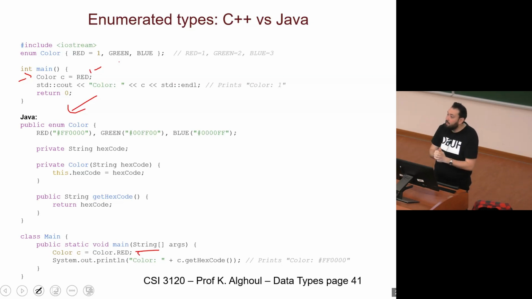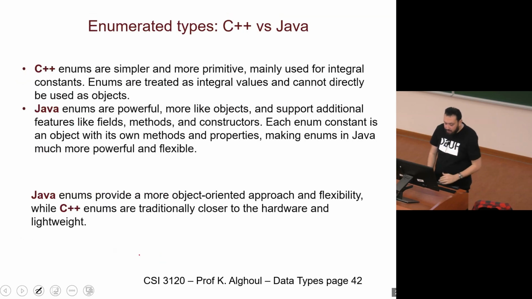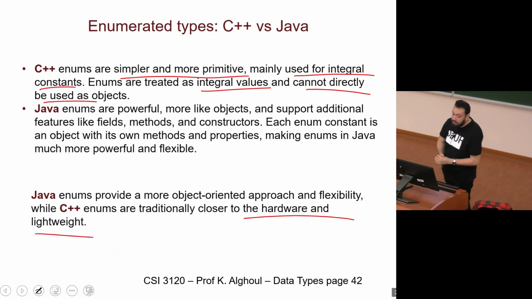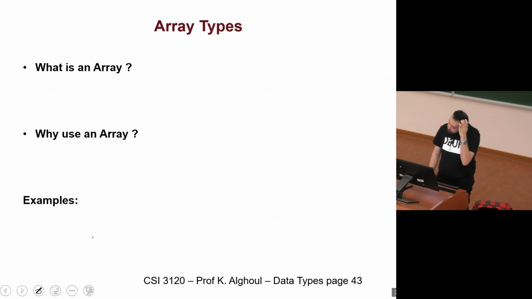Java is usually a bit higher level, so they are able to have more flexibility. So I put a summary for you here, guys, if you want. Enums in C++ are simpler and more primitive, mainly used for integral constants. Enums are treated as integral values and cannot directly be used otherwise. Mainly here, as you can see, closer to the hardware and lightweight when it comes to C++. Okay? Java enums are more flexible.